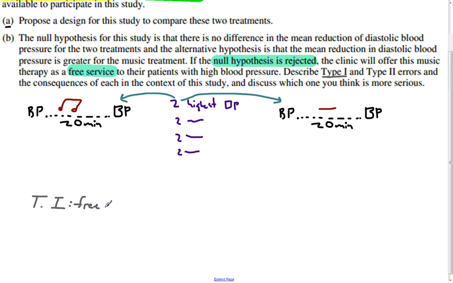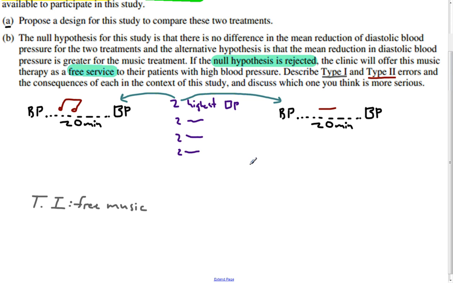Now, that might be slightly expensive to give away this free music therapy to patients, and overall, though, I don't know that that's a particularly dangerous or costly thing to give away this free music therapy. So the danger of rejecting the null hypothesis doesn't seem like it's a real big deal. Type 2 error, on the other hand, is not rejecting the null hypothesis when we should have. So a type 2 error would be to say that the music therapy is in fact actually better, but we didn't have enough evidence to prove that.